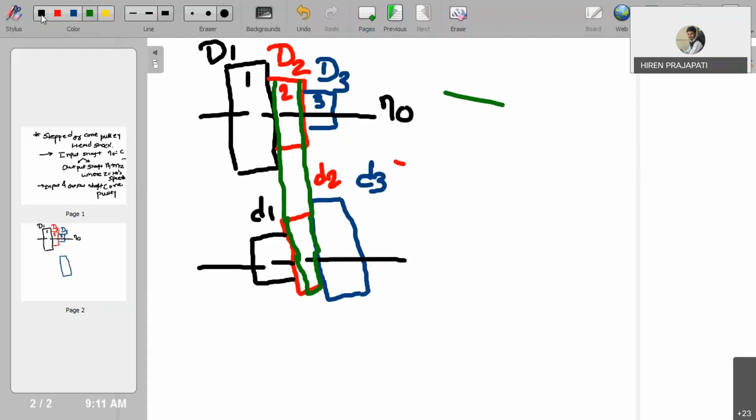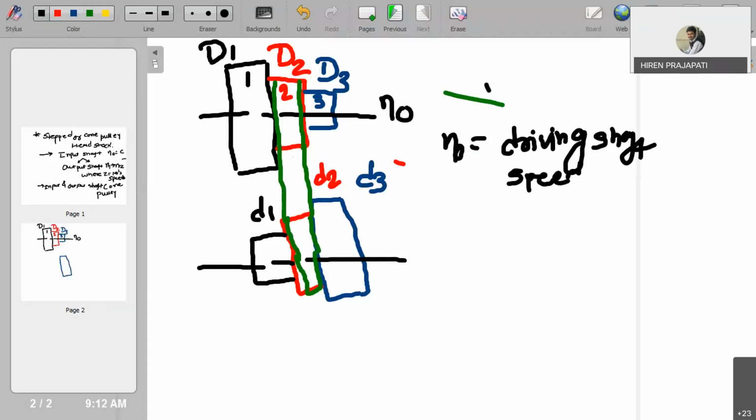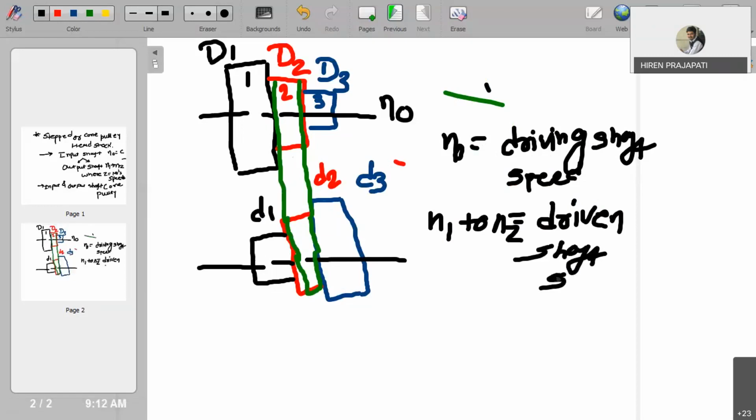So let me make a list of parameters where I say N0 is the speed of the driving shaft. Then from N1 to Nz is the speed of the output shaft, that is the driven shaft speed, right?